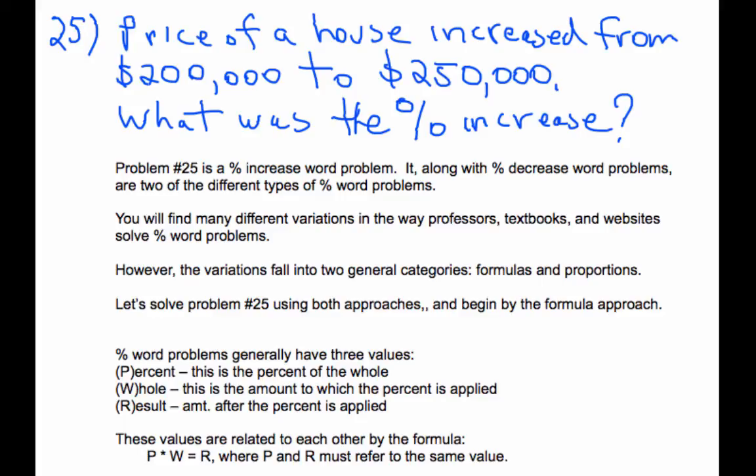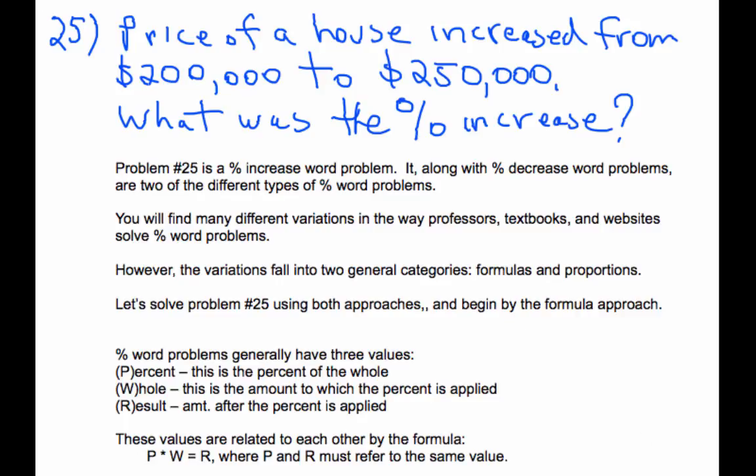Using this approach, you'll see that percent word problems generally have three values. The percent, this is the percent of the whole. The whole, this is the amount to which the percent is applied. And finally, the result, which is the amount after the percent is applied. Now these values are related to each other by the formula P times W equals R, where P and R must refer to the same value. For instance, in this example, P is the percent increase, so therefore R will be the amount of the increase.